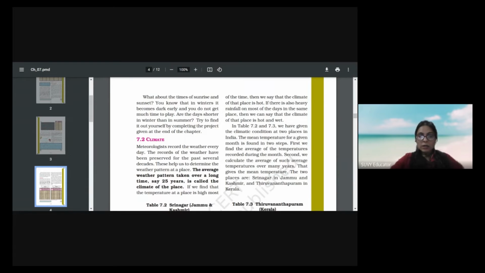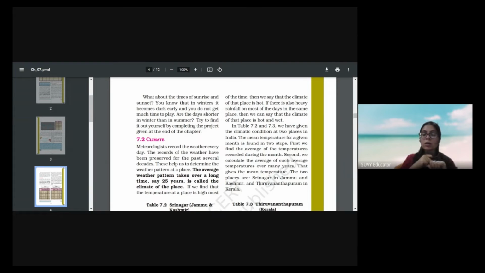If the temperature at a place is high most of the time, then we say that the climate of the place is hot. If there is also heavy rainfall on most of the days in the same place, then we can say the climate of that place is hot and wet. So if you move somewhere and there is a hot condition, and also there is rain every day, you can say that that place is hot as well as wet.